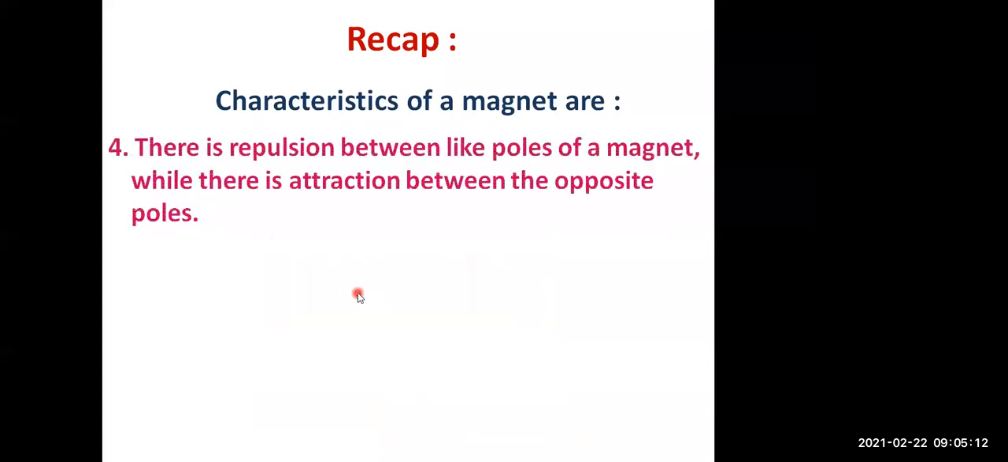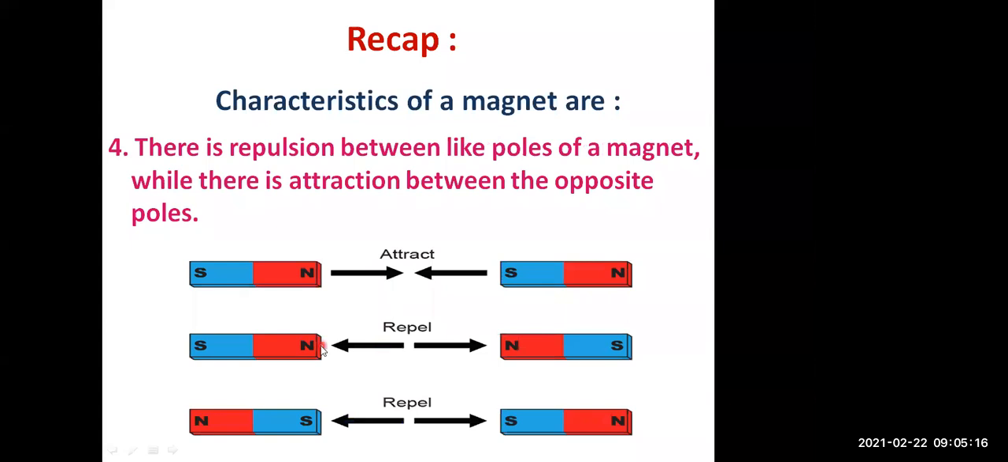The fourth characteristic that you have learned is that there is a repulsion between the like poles of the magnet. You all know that the magnet has two poles, a north pole and a south pole. Like pole means what? Same type of pole. North pole and north pole is a like pole. South pole and south pole is a like pole. That is the same pole.